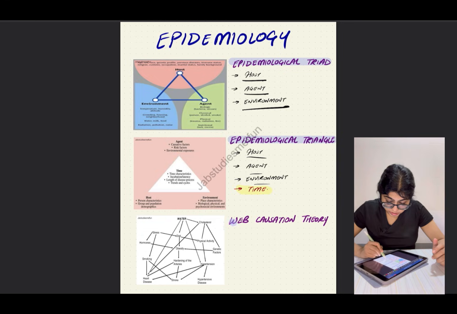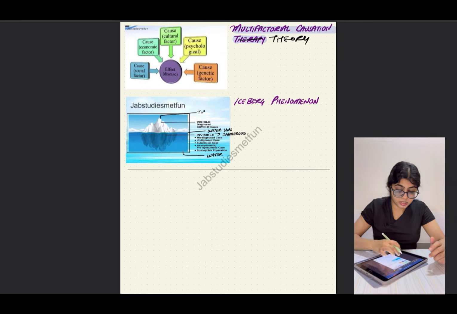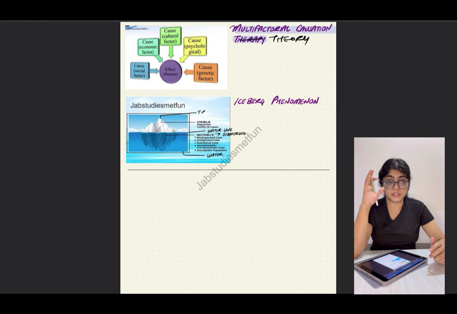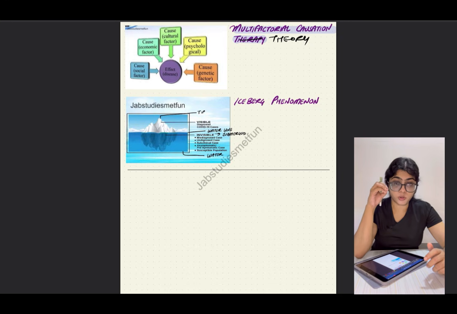The third thing we have over here is the web causation theory. Now there is a huge confusion between web causation theory and multifactorial causation theory. So what is the difference? First we'll look at the multifactorial causation theory because it is relatively simple. In multifactorial causation theory, you take one cause and it will directly give you the effect. For example, if a certain patient has a genetic defect, the result of the genetic defect will be a disease, and it will literally show up directly.